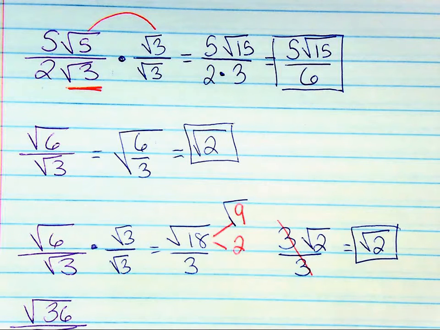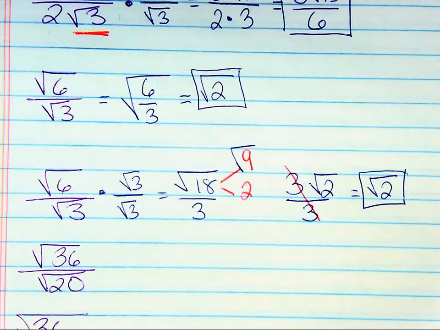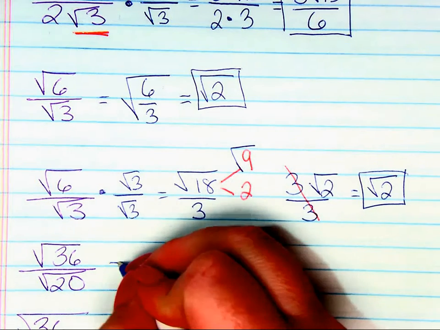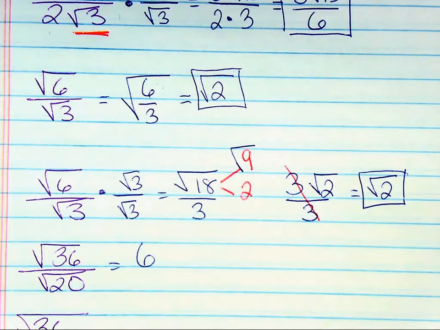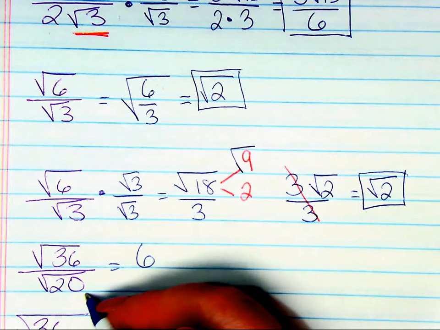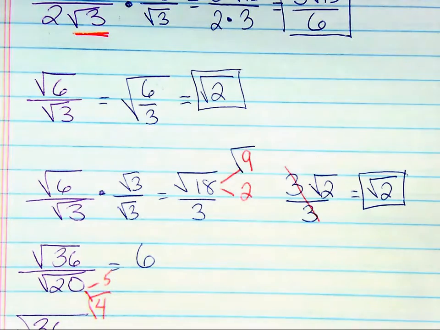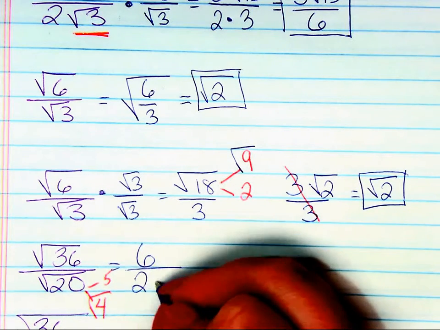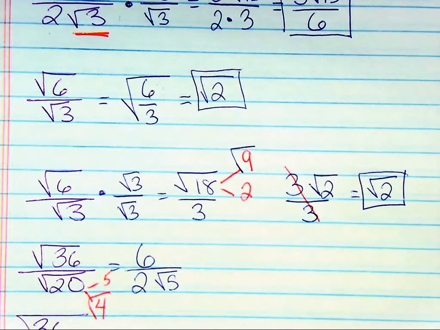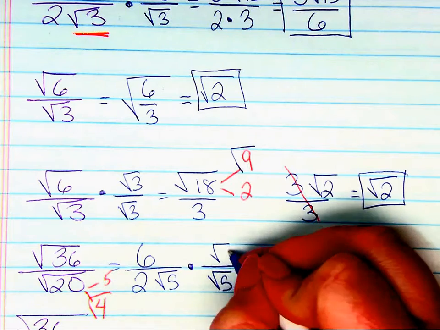It is very important when you evaluate problems to see where you can reduce before you multiply. For example, if I look at the square root of 36 over 20, the square root of 36 simplifies to 6. You also want to simplify 20 into 4 and 5. Well, the square root of 4 is 2, and I am left with the square root of 5. In this way, I just have to multiply by the square root of 5 over the square root of 5.